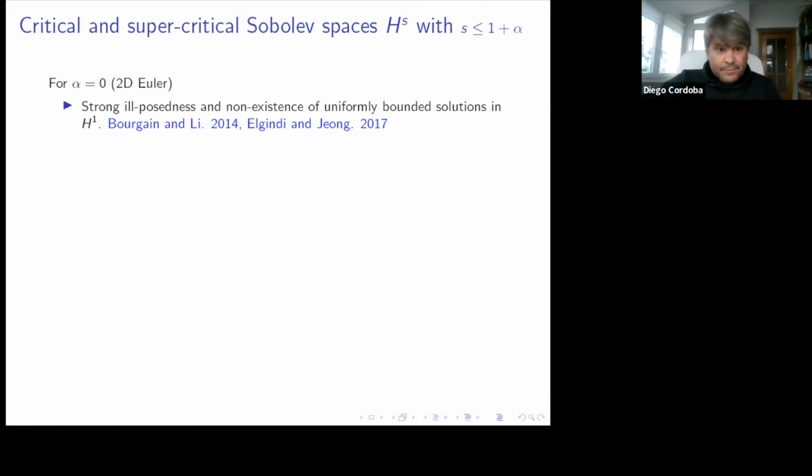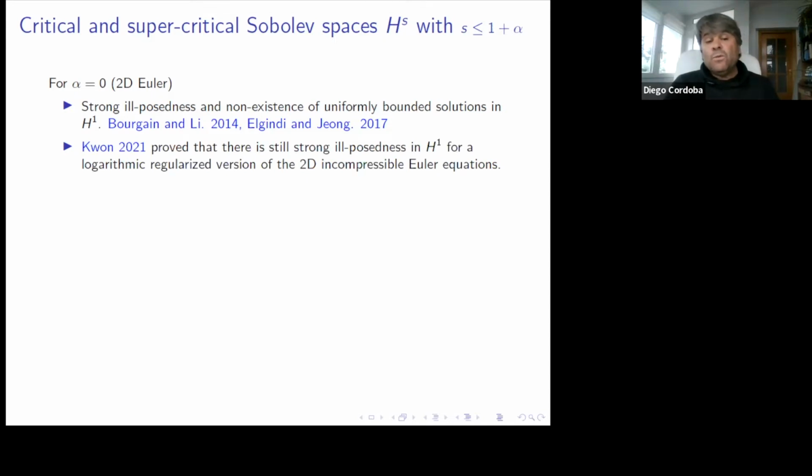A year ago, Kwon, following the same strategy, proved that there is still strong ill-posedness in H^1 for Euler equations, but in a logarithmically regularized version of 2D Euler. This is in contrast with previous works of Dongho Chae and Jiahong Wu, where they prove local existence for a regularized version of SQG.